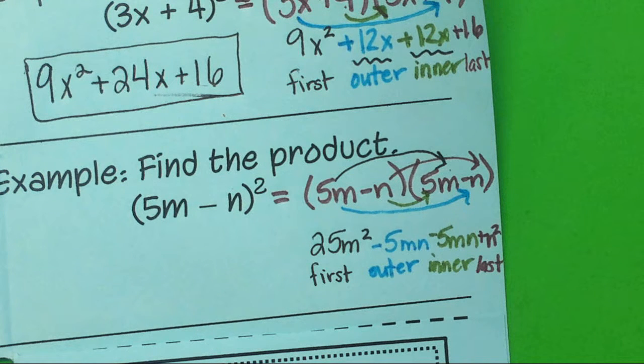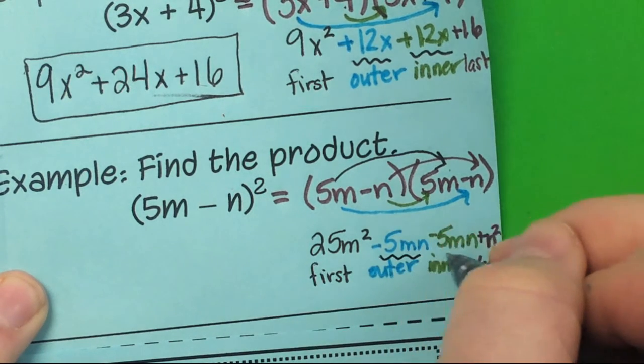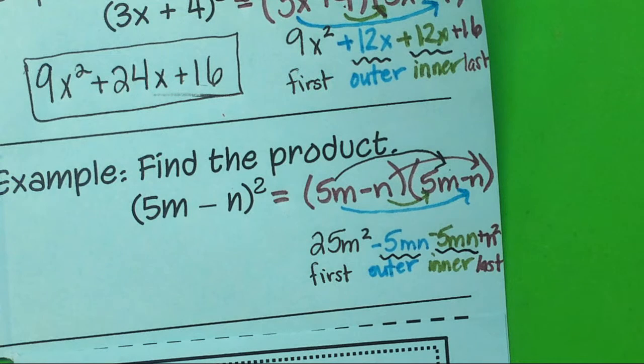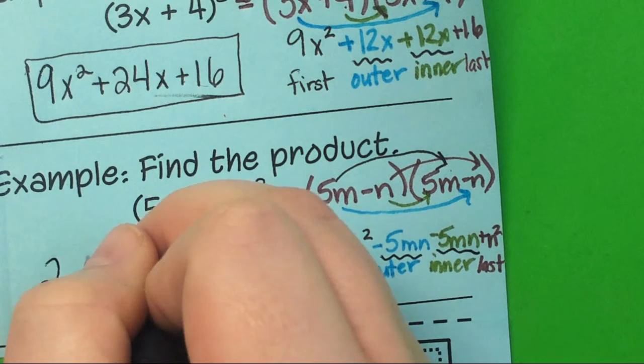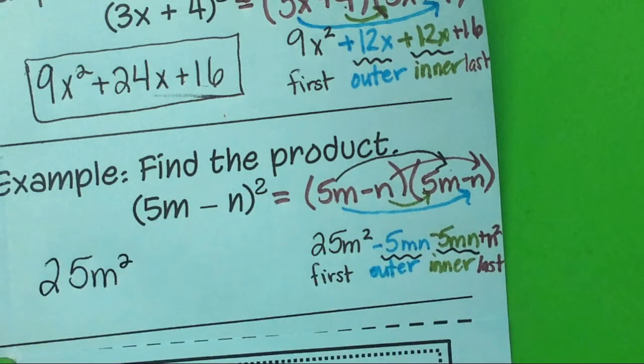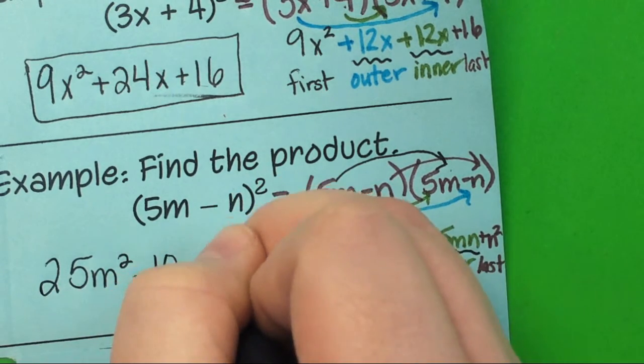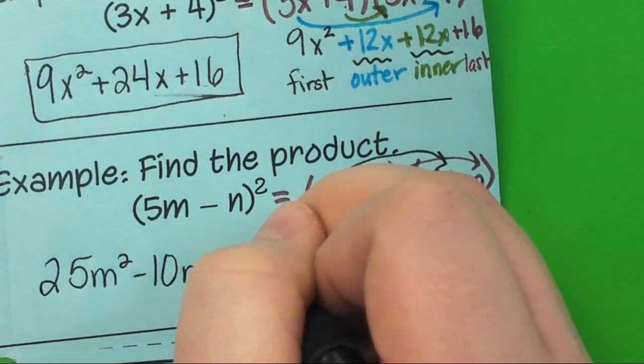Okay. Are there any issues with this? Everyone good with the first, outer, inner, last? And Lord knows they made it more complicated by having more variables, but we're still fine. Okay, and then Ty's wanting to jump the gun. What am I going to do next? I am going to combine like terms. So I'm going to end up having in the middle a negative 10mn. So my answer is going to be 25m squared minus 10mn plus n squared.